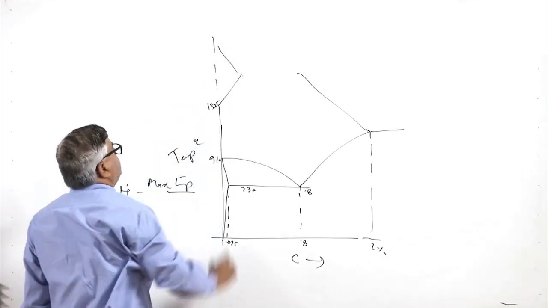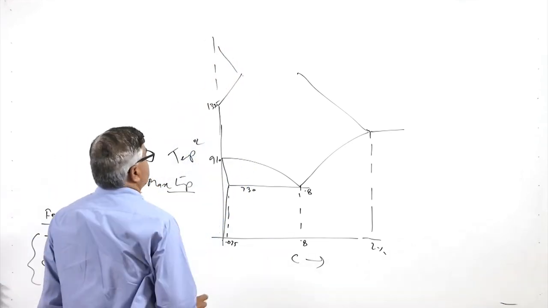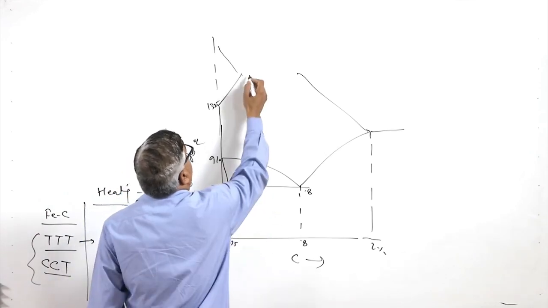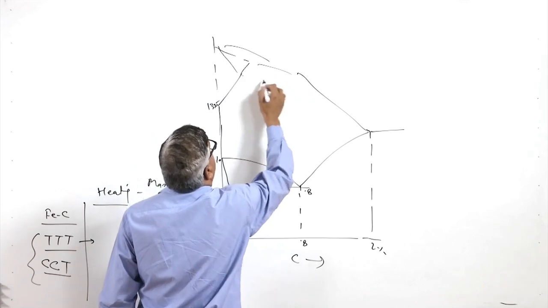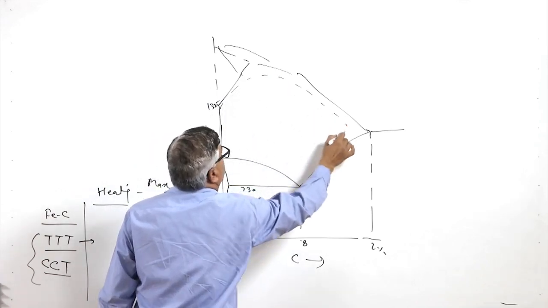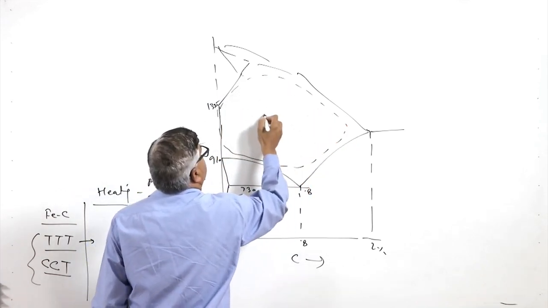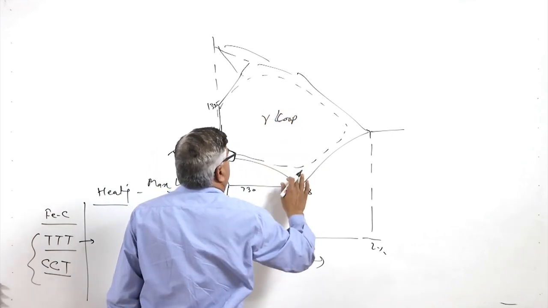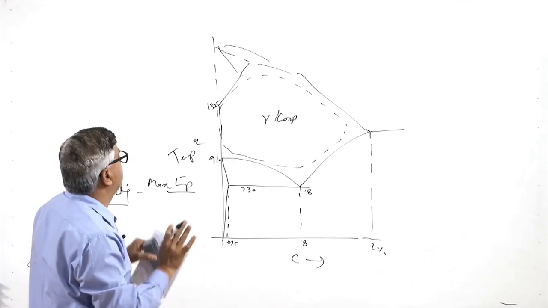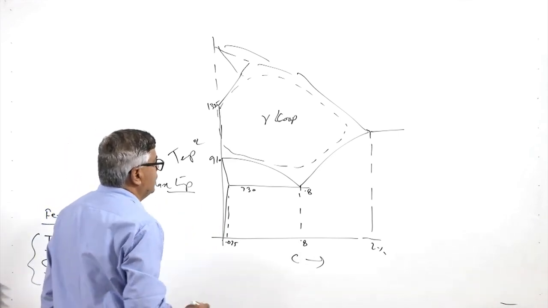And this is the zone at 1395 where delta phase formation starts. As a result, it results in the presence of one loop, which is called the gamma loop, and this is the region wherein austenite will be stable.